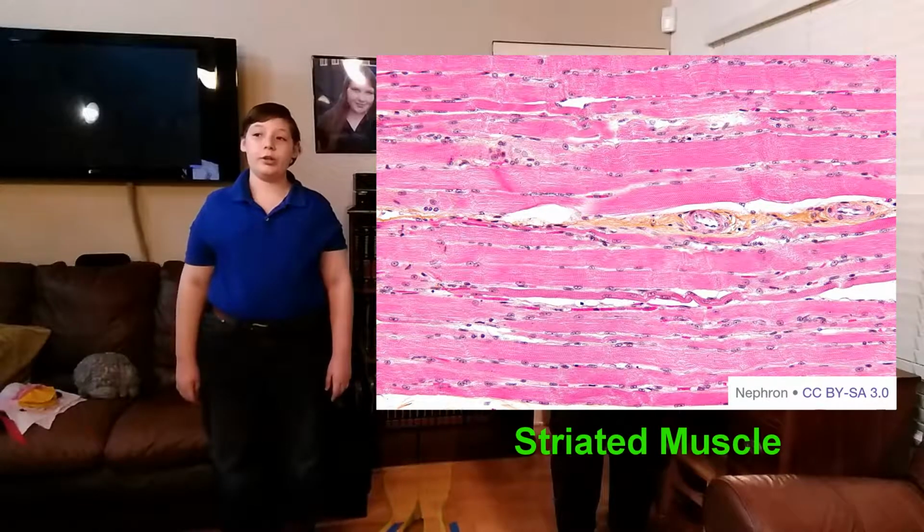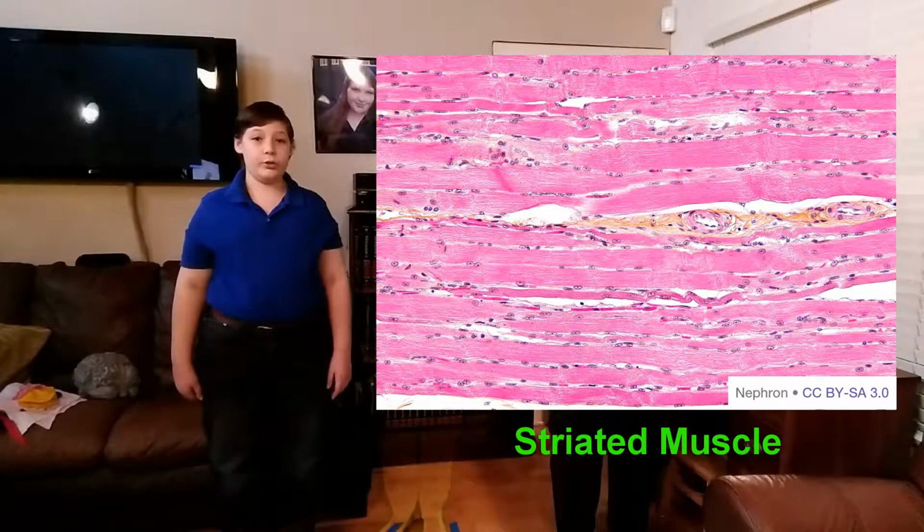I'm going to describe 5 major types of tissues: muscle, connective, fat, skin, and nerve tissues. Muscle tissue is made of cells which contract when stimulated by signals from neurons. There are 3 types of muscle tissue: striated, cardiac, and smooth. Striated muscles are consciously controlled and they are what you usually move.